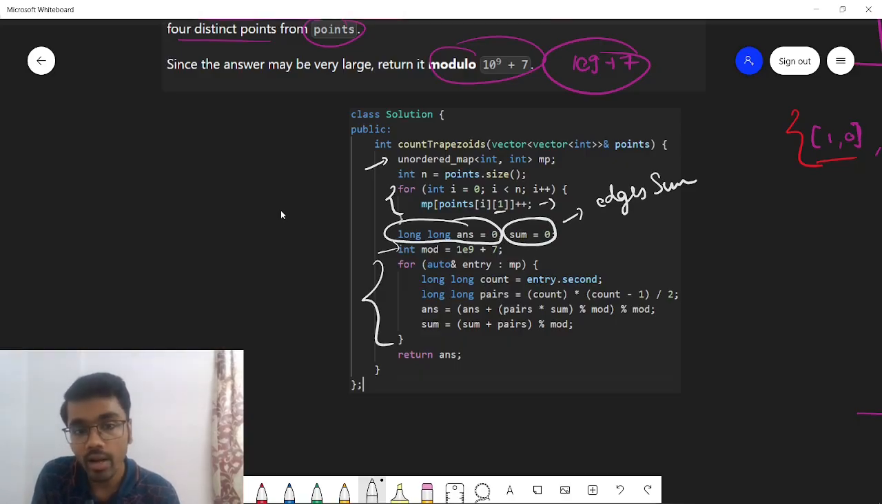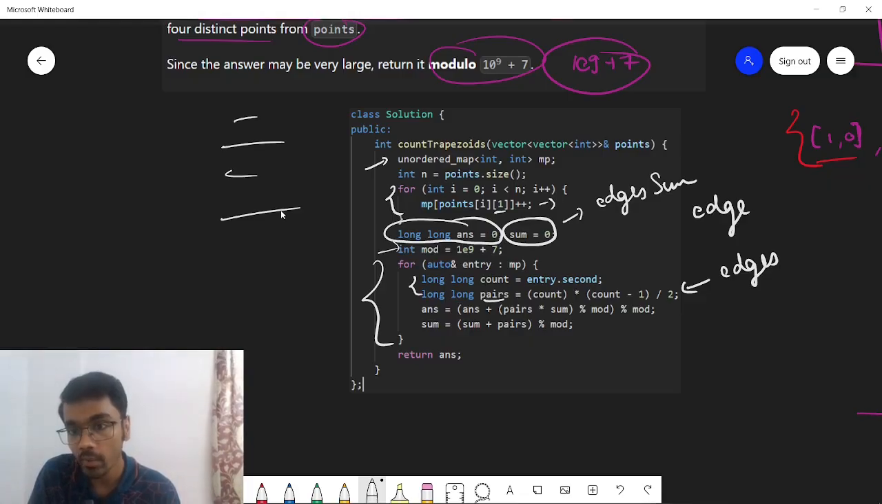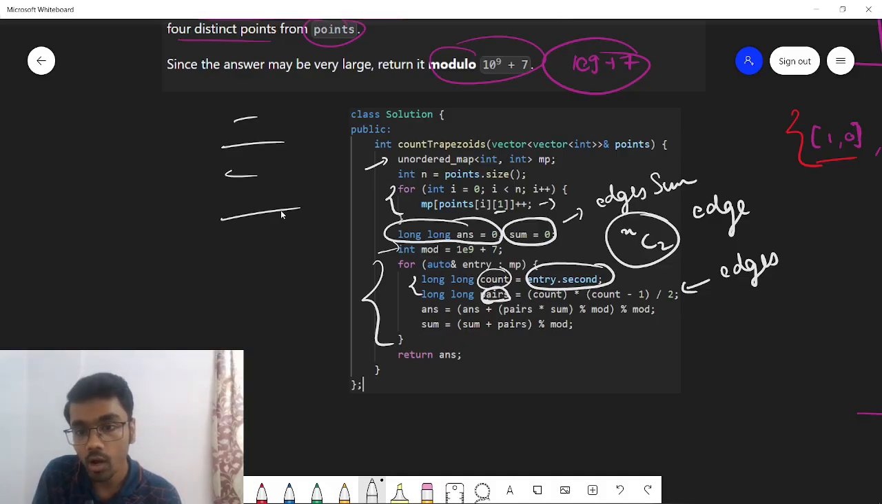Then we are iterating over the entire map at different y coordinates. For a particular y coordinate we will find how many edges can be formed. These are the edges that we were taking in the drawing explanation; I have just changed the variable name to pairs. That will be nothing but the total number of points multiplied by total number of points minus 1, divided by 2. That is nothing but nC2. The total number of points is count, so count into count minus 1 by 2. And we are multiplying it with the previous edges, that was sum, multiplying with the current edges and adding it to our answer, taking care of mod.